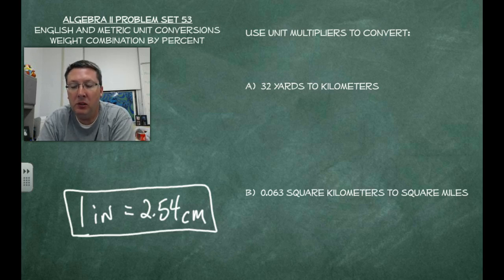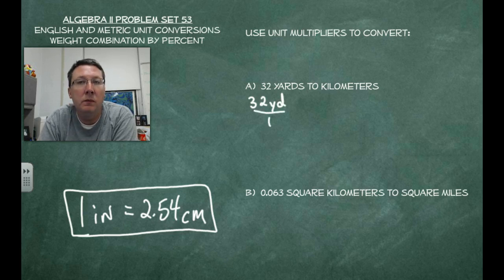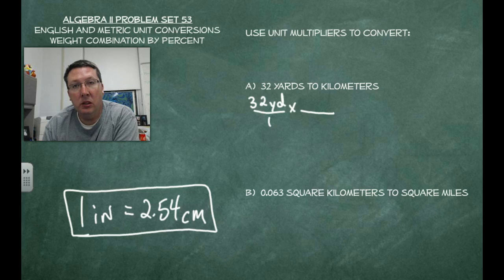Okay, but 32 yards to kilometers. Just like all the unit multiplier problems, we're going to start with our 32 yards, and I'm going to make that a fraction over 1, and multiply that by a unit multiplier that will cancel the yards but change the units to something else. Now we need to think of our game plan to go from yards to kilometers. Yards is English system, kilometers is metric. So somewhere I need to get down to inches so I can cross over to centimeters.